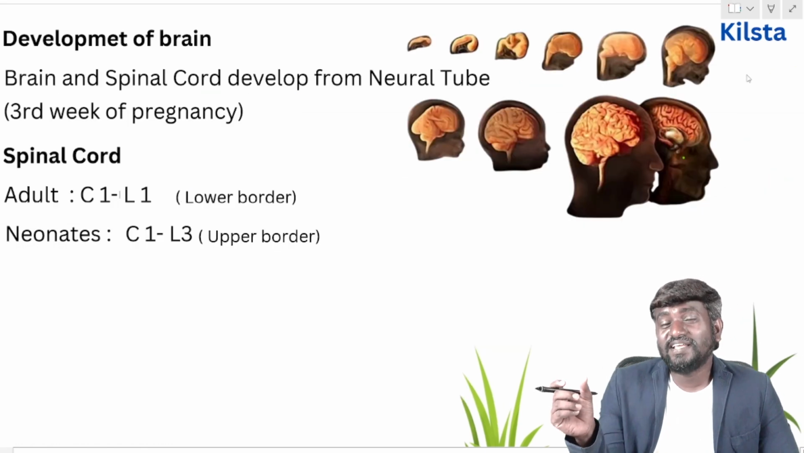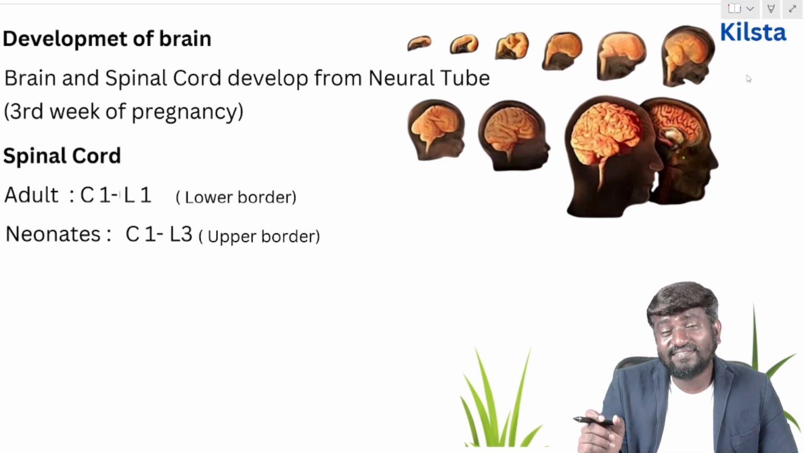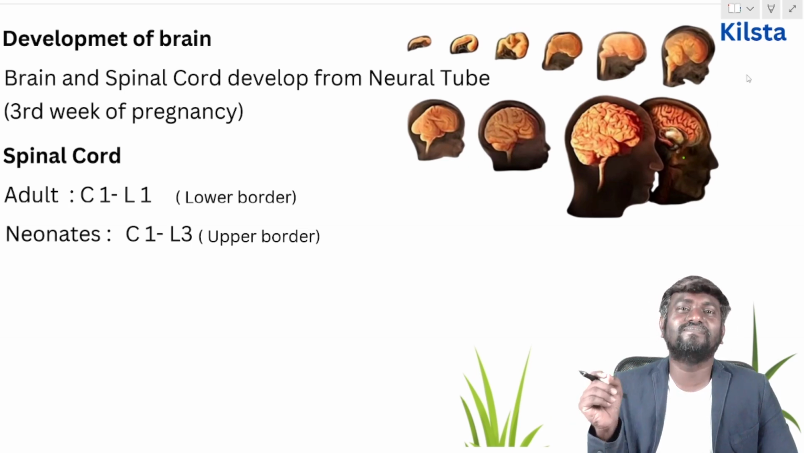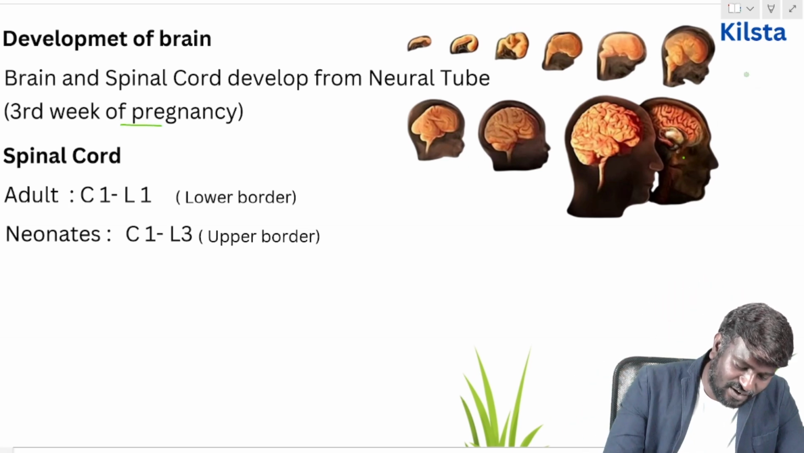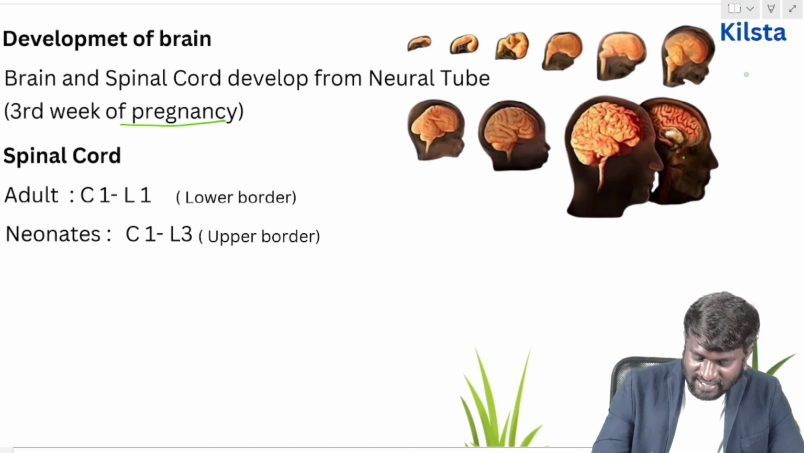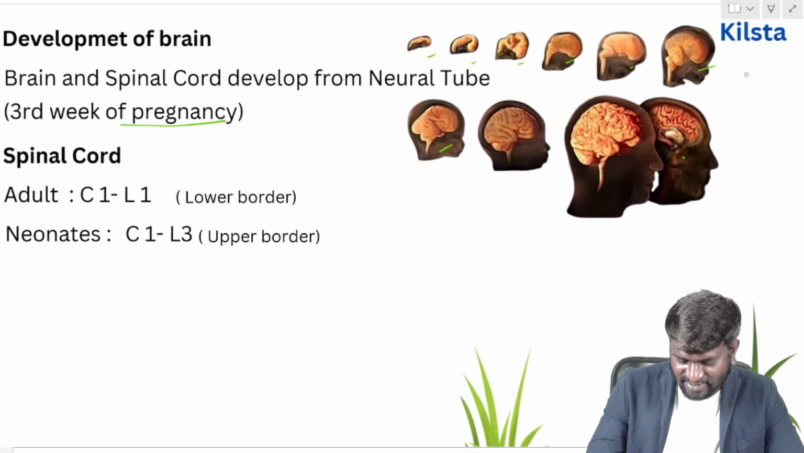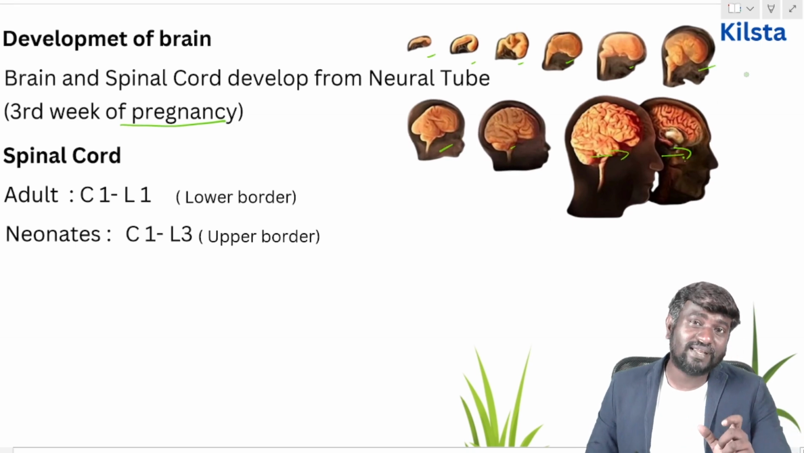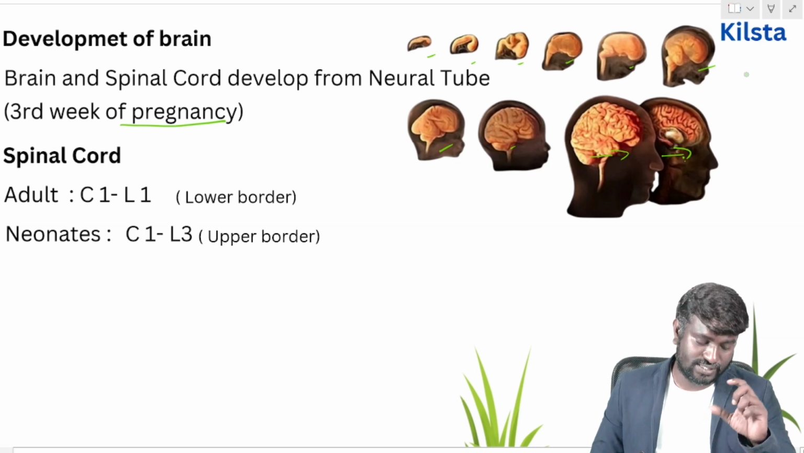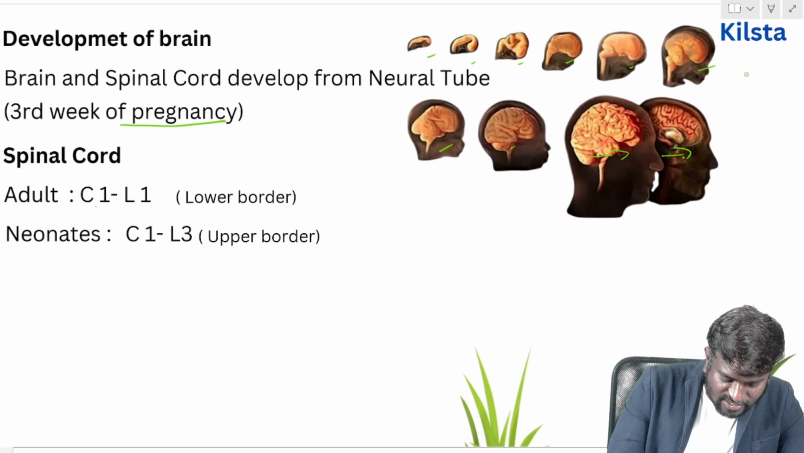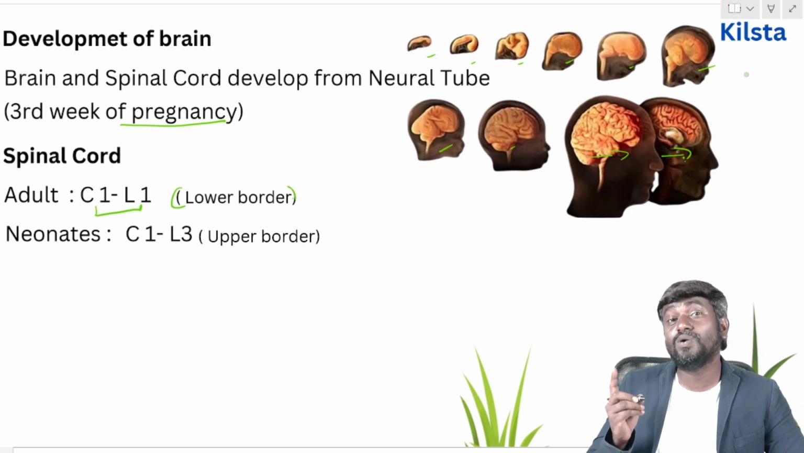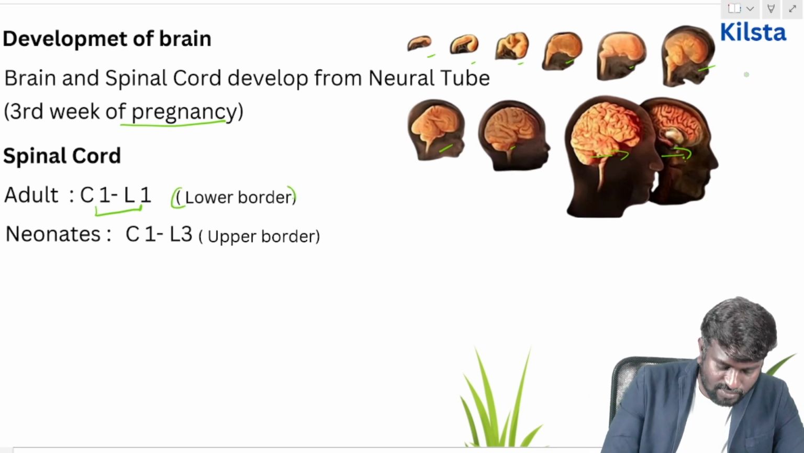Development of the brain is very important. We all know that it develops from the neural tube right from the 3rd week of pregnancy. If you look at the beautiful image here, these are the stages of the brain's development. Now the spinal cord in adults and neonates. In adults, remember, it extends from C1 to the lower border of L1, whereas in neonates it extends from C1 to the upper border of L3.